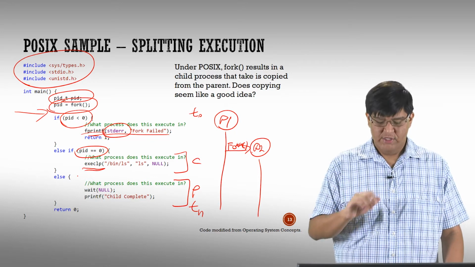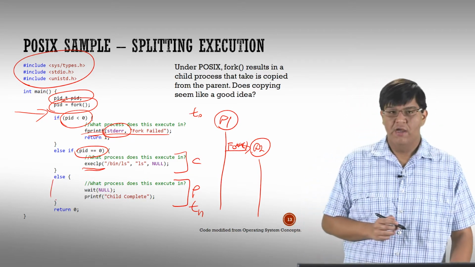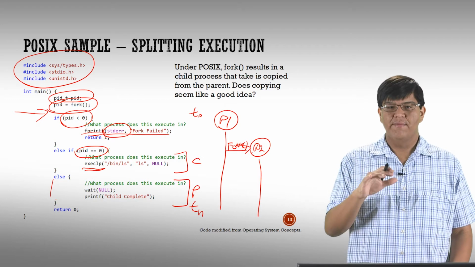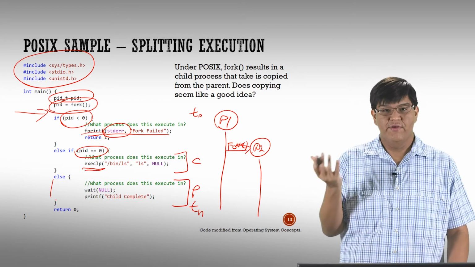Okay, so then the bottom branch I have here, my else branch, this is the code that, because it's else, means that PID wasn't negative. It's not 0. It has to be something else. There's only one thing it can really be.